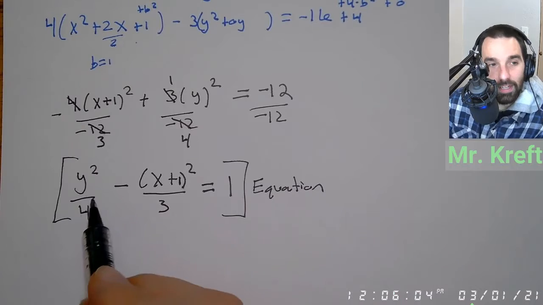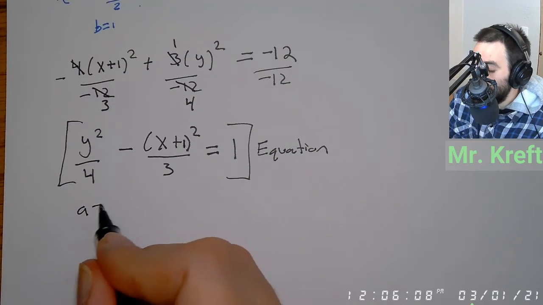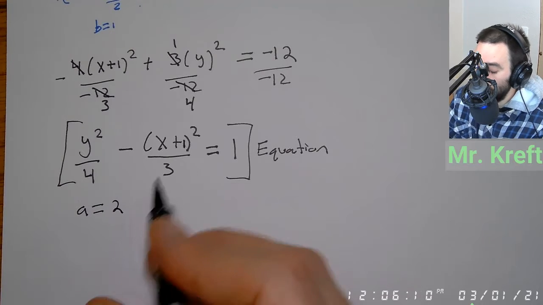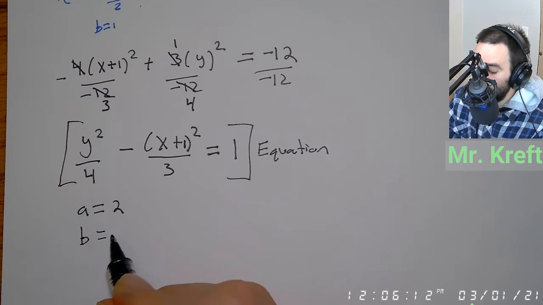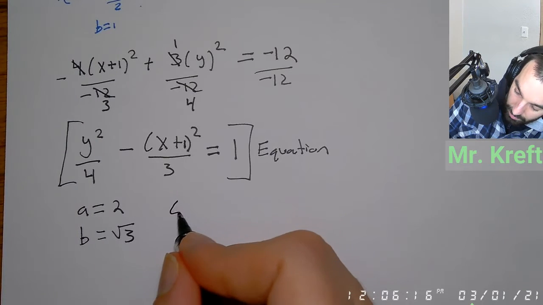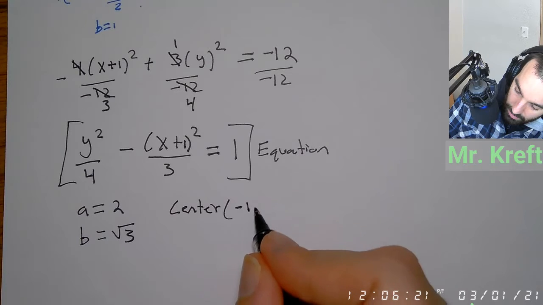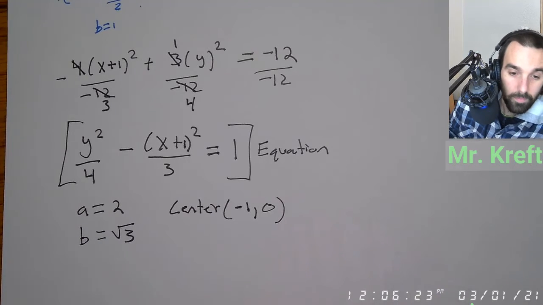So again, I want to write the positive one first. Okay, so let's go ahead here. My a is going to be 2. My b is going to be square root of 3. My center is going to be negative 1, 0.